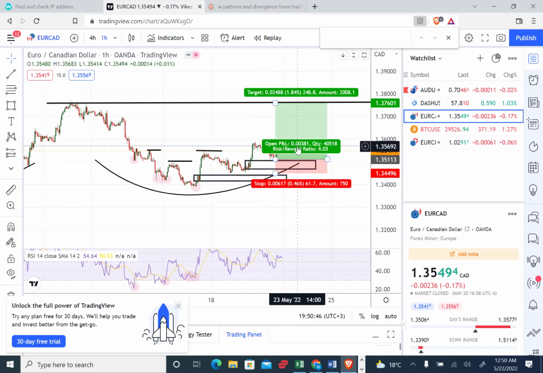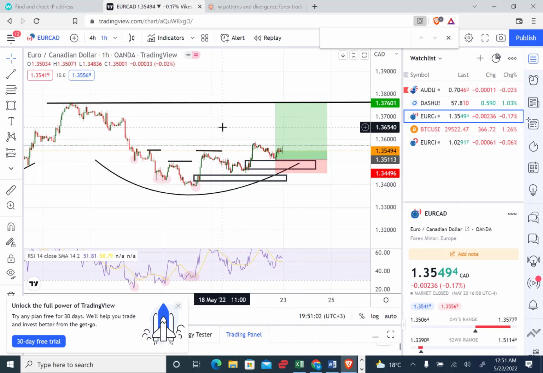If you stake $20 in this trade, it means in case it goes against you, you lose $20. In case it goes in your direction, you'll gain 20 times 4. That's $80. So that's basically it for EURCAD. I've shown you the ideology behind how a reversal takes place. And then let me show you another thing.